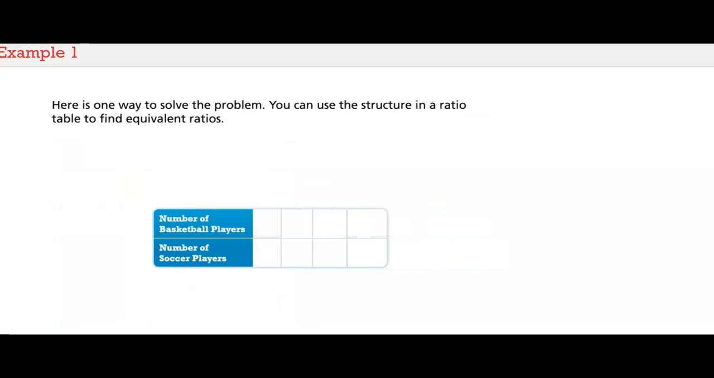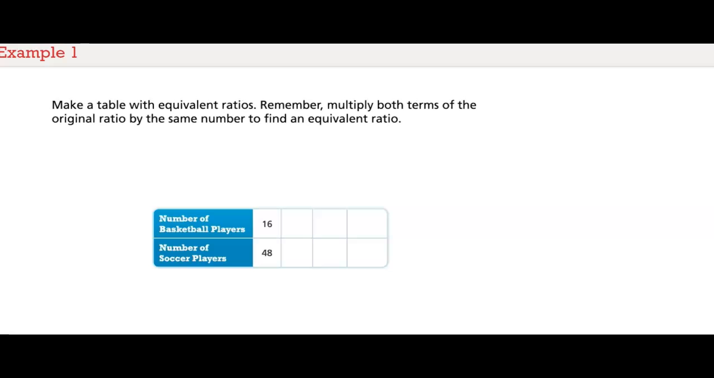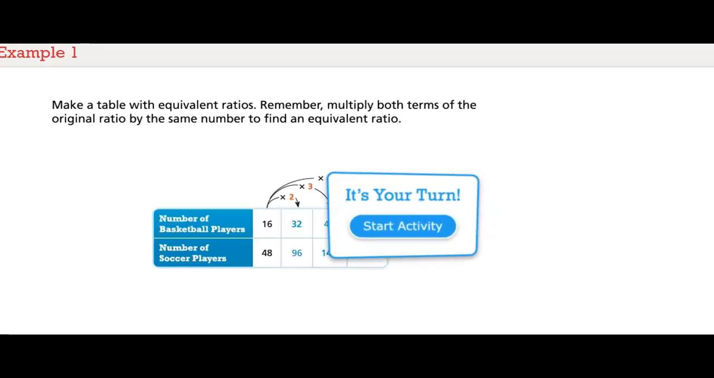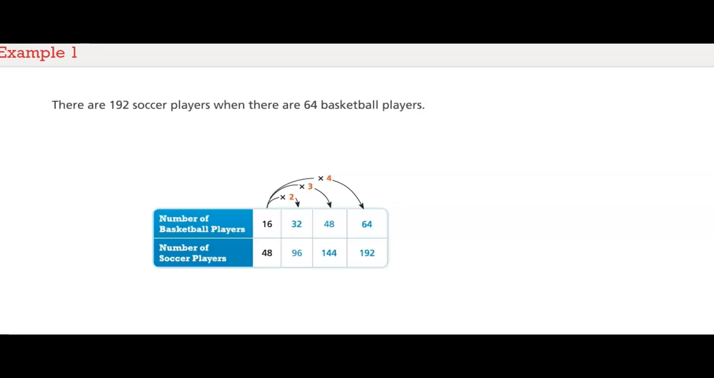Here is one way to solve the problem. You can use the structure in a ratio table to find equivalent ratios. Make a table with equivalent ratios. Remember, multiply both terms of the original ratio by the same number to find an equivalent ratio. There are 192 soccer players when there are 64 basketball players.